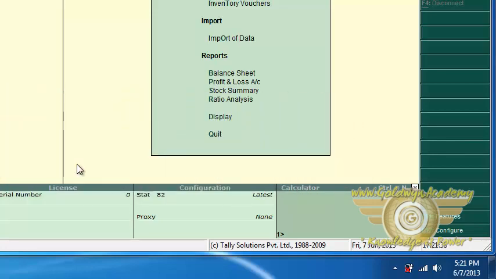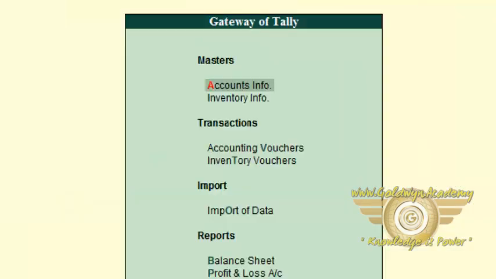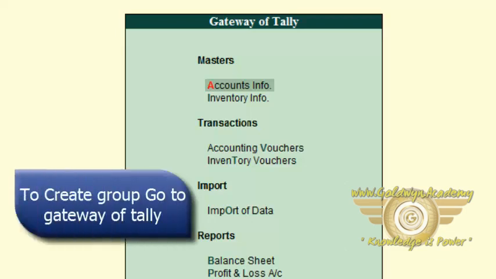In your company, there can be maintenance of accounts. To maintain accounts of a specific field, you can maintain accounts using groups. To create a group in Tally for your company, you first have to go to the Gateway of Tally. After going to the Gateway of Tally, select Account Info. By default, Tally has already created certain groups.